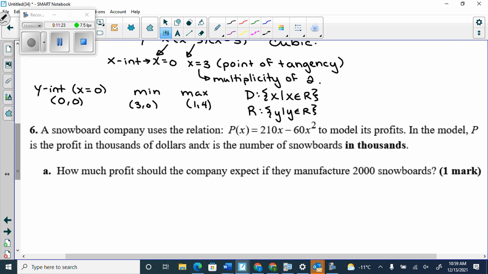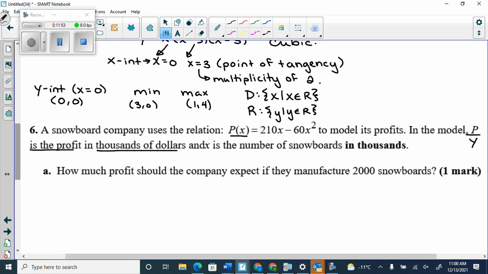This one, I only give this one because it's a bit tricky. I've never seen them give something like this tricky on the diploma, but I wanted you to be able to never get a question that you haven't seen something like it before and then make a mistake because I haven't shown you. So here it says, a snowboard company uses the relation P of x equals 210x minus 60x squared to model its profits. In the model, P is profit, and that's here, so P is y.